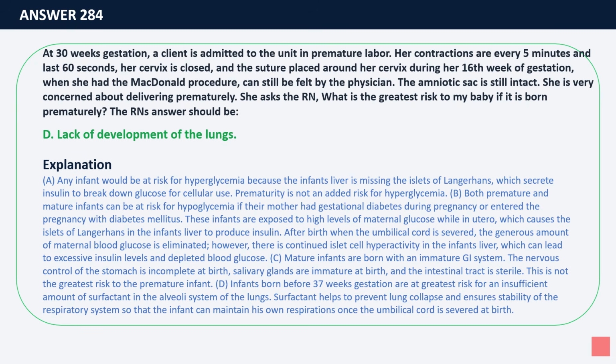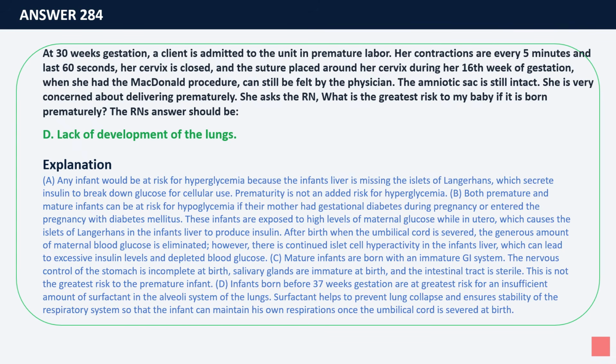Explanation: A. Any infant would be at risk for hyperglycemia because the infant's liver is missing the islets of Langerhans, which secrete insulin to break down glucose for cellular use. Prematurity is not an added risk for hyperglycemia. B. Both premature and mature infants can be at risk for hypoglycemia if their mother had gestational diabetes during pregnancy or entered the pregnancy with diabetes mellitus.